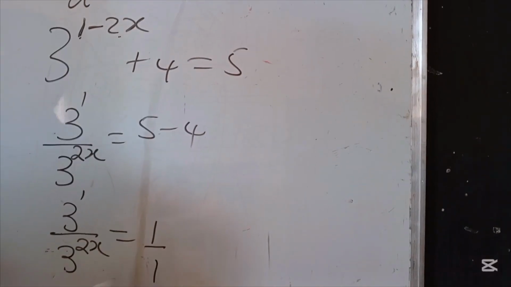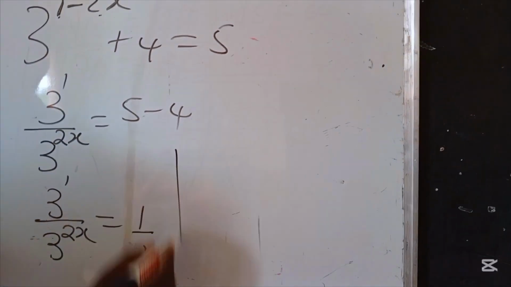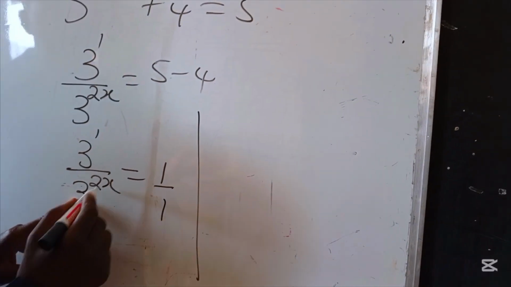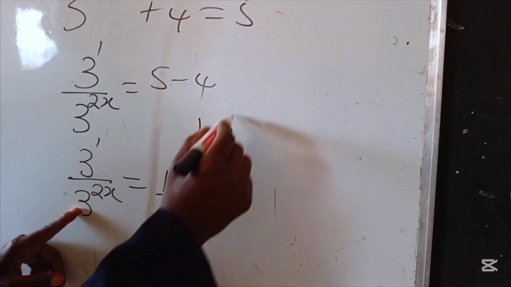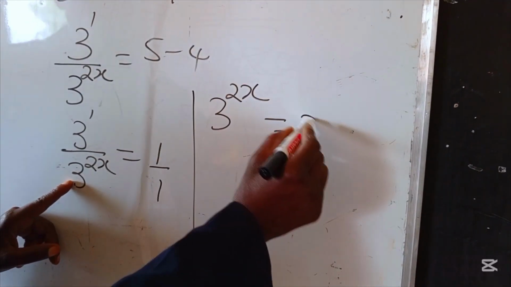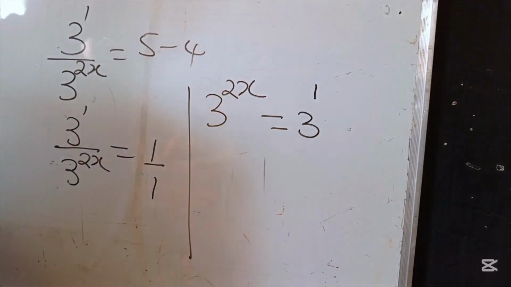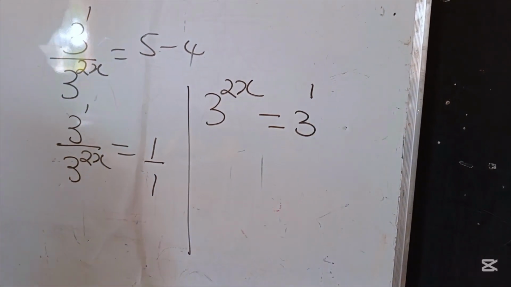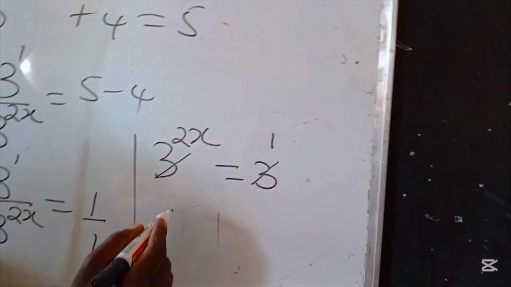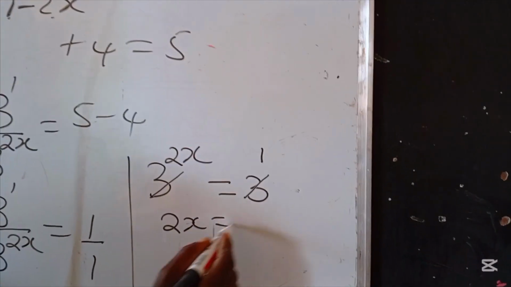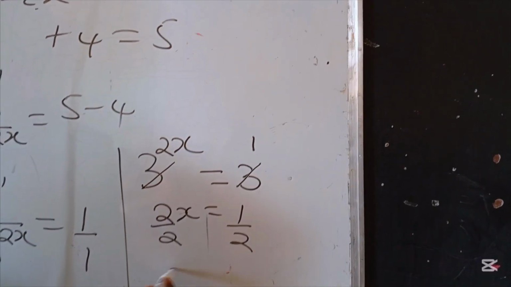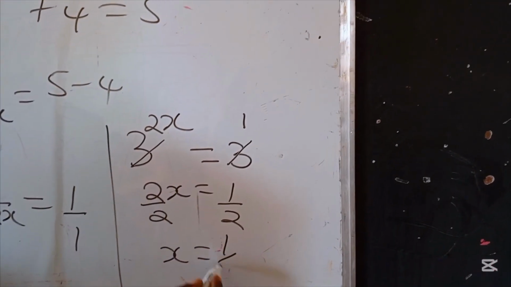From there now I have 3 to the power 1 over 3 to the power 2x equals 1. When you cross multiply, I'm going to have 3 to the power 1 equals 1 times 3 to the power 2x. Of course, you agree with me that here they are the same, the bases. I will remain with 2x equals 1. You divide both sides by 2, and of course, you are going to have half.